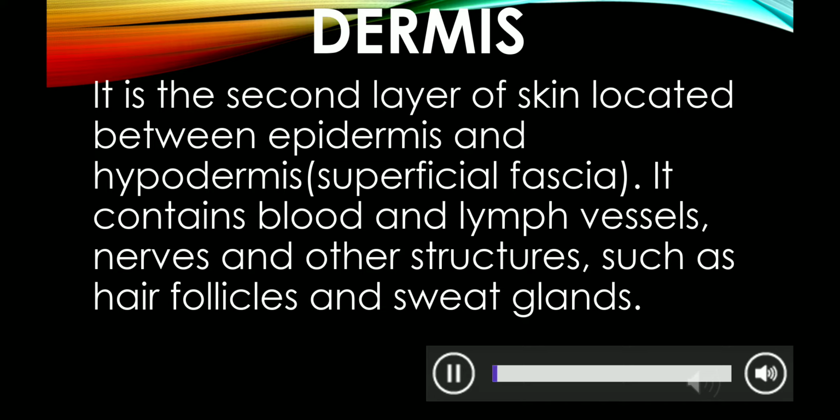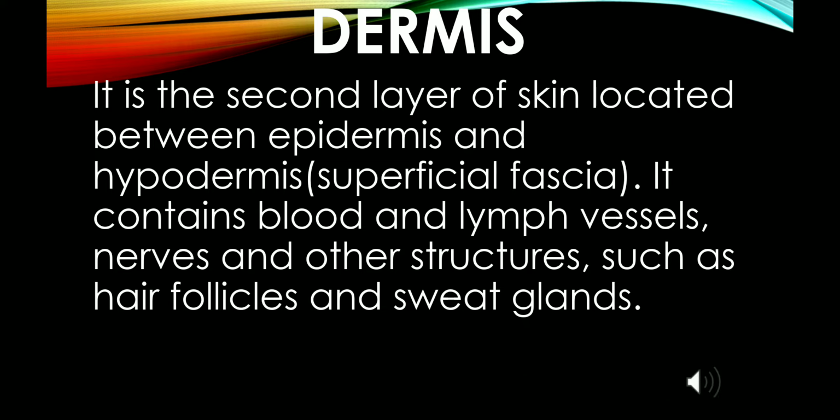Now we will discuss the second layer of skin, that is dermis. The second layer of skin is dermis, which is located in between epidermis and hypodermis. And hypodermis is also called superficial fascia. I am stressing the word hypodermis as superficial fascia because it is not strictly a part of skin.